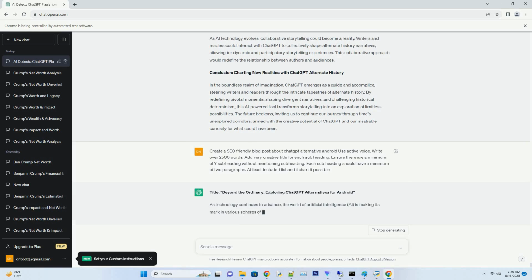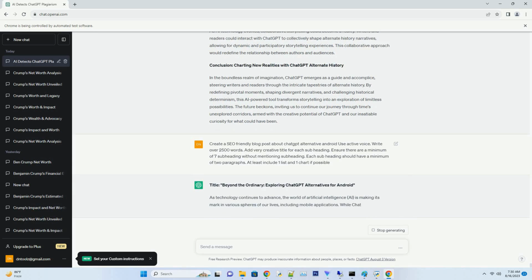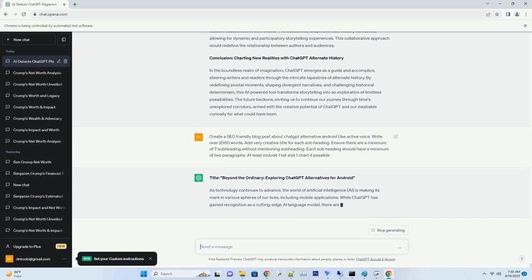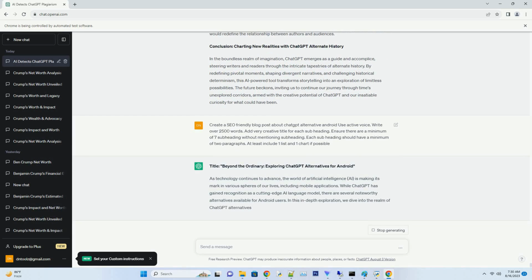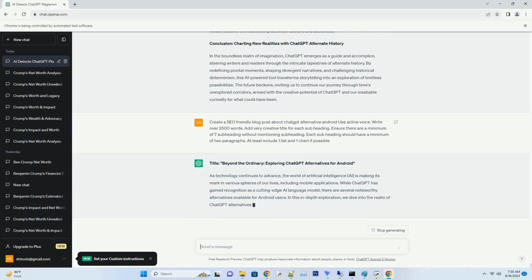Conclusion: charting new realities with ChatGPT alternate history. In the boundless realm of imagination, ChatGPT emerges as a guide and accomplice, steering writers and readers through the intricate tapestries of alternate history. By redefining pivotal moments, shaping divergent narratives, and challenging historical determinism, this AI-powered tool transforms storytelling into an exploration of limitless possibilities.